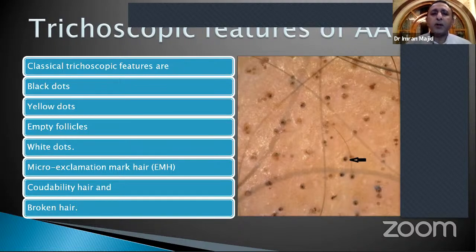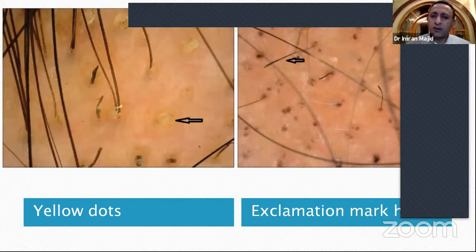So these are typical black dots that we see in alopecia areata on trichoscopy. And then the yellow dots on the left-hand side and exclamation mark hair, designated by the black arrow. So you can see that the top of the hair is broader and it tapers down towards the surface of the scalp. That is a typical exclamation mark hair.